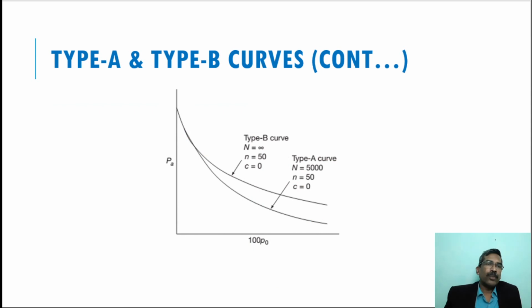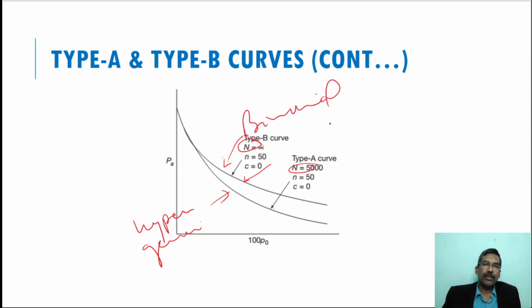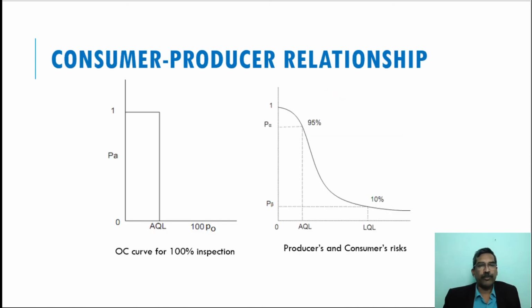Now here you can see the nature of the type A curve and type B curve. This is the type B curve because the lot size is infinite. Here the lot size is finite, so this is the type A curve, and this is based on the hypergeometric distribution, and this is based on the binomial distribution, and it is approximated by the Poisson distribution.